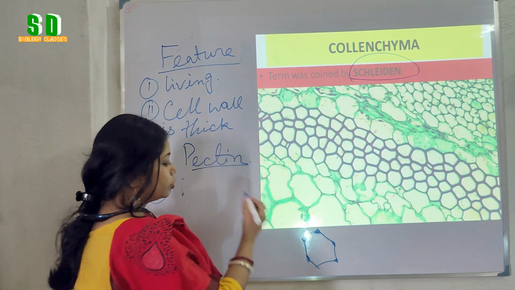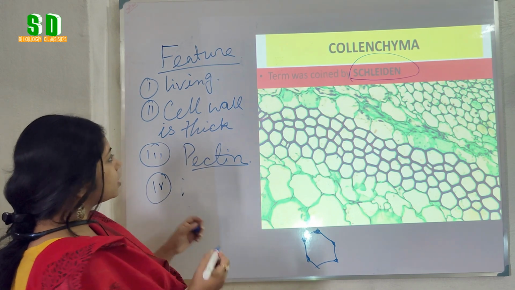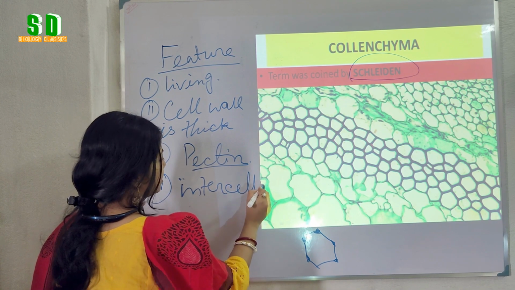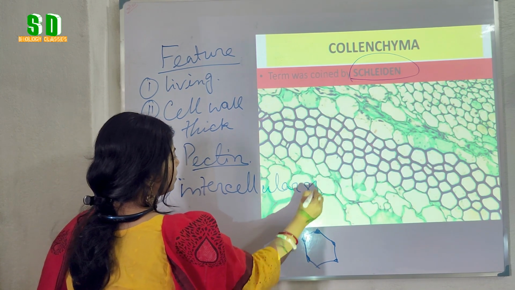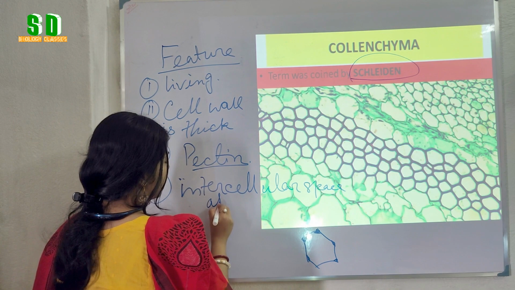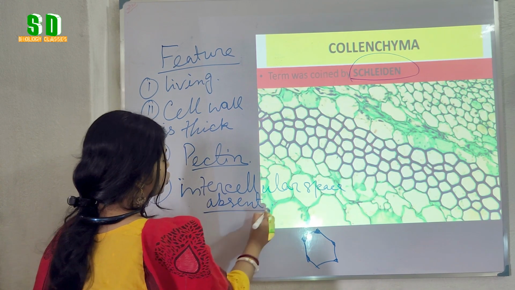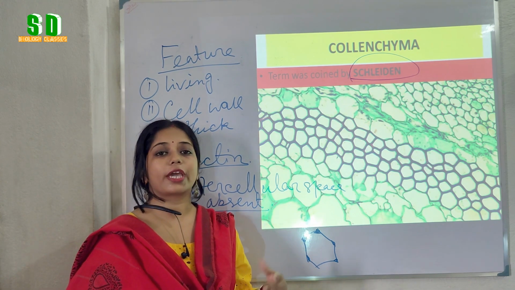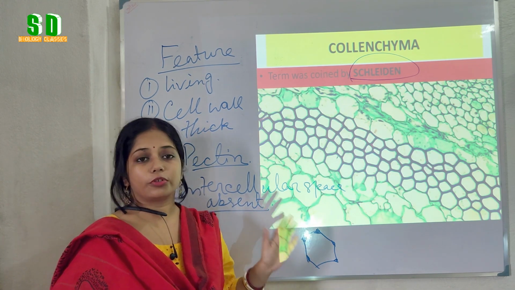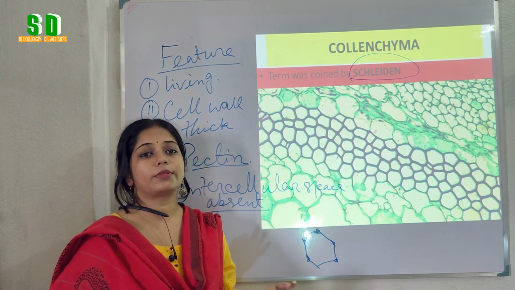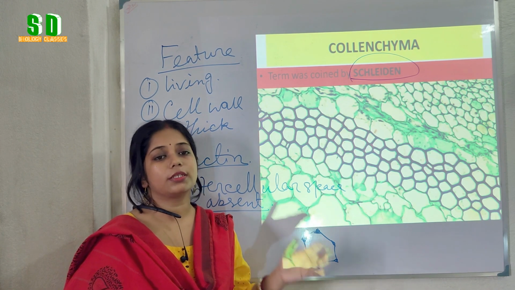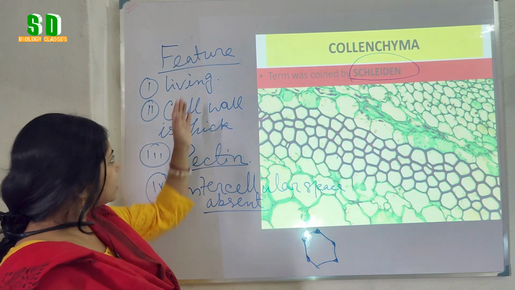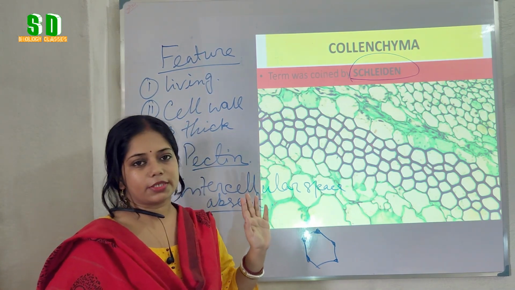So due to this more deposition of the cell wall material in case of the collenchymatous tissue, the intercellular spaces are absent. So remember, in case of parenchymatous tissue, the intercellular space can be present or cannot be present. But in case of collenchymatous tissue, due to deposition of the secondary cell wall material like pectin, the intercellular space can be absent. So these are the basic features of the collenchymatous tissues.